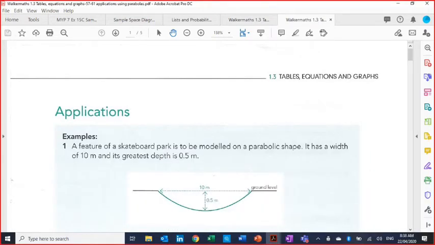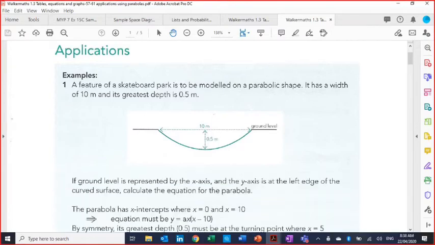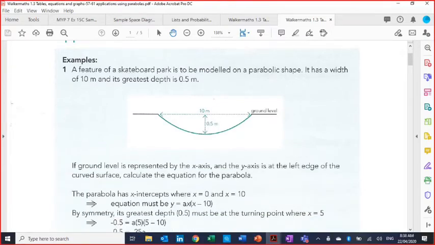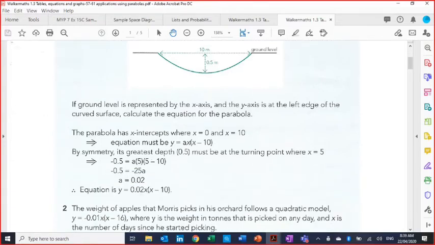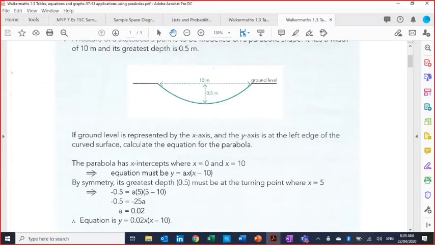All right. So we're just going to look at this, because this one's a really good one. It gives you an idea of what you're going to be doing when you're dealing with these. So a feature of a skateboard park is to be modeled on a parabolic shape, so a parabola. It has a width of 10 meters and its greatest depth is 0.5 meters. So we're talking about the graph of a parabola, and this one is opening up, right? And they have to give you some information about where the measurements are taken. It says if ground level is represented by the x-axis and the y-axis is at the left edge of the curved surface, calculate the equation for the parabola.